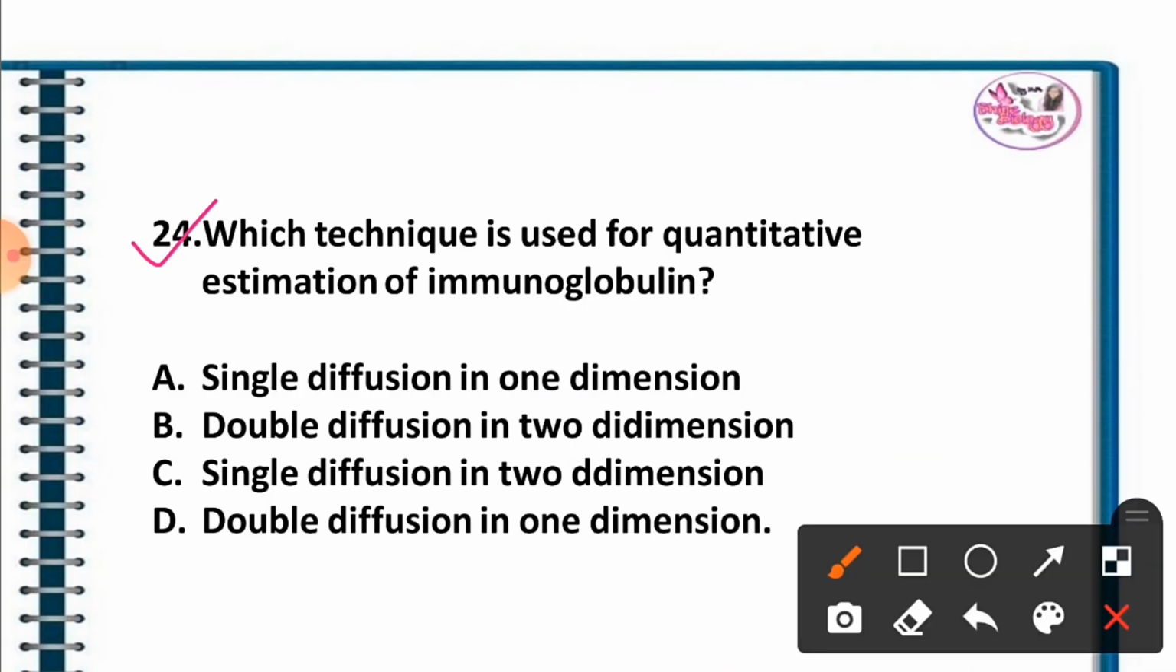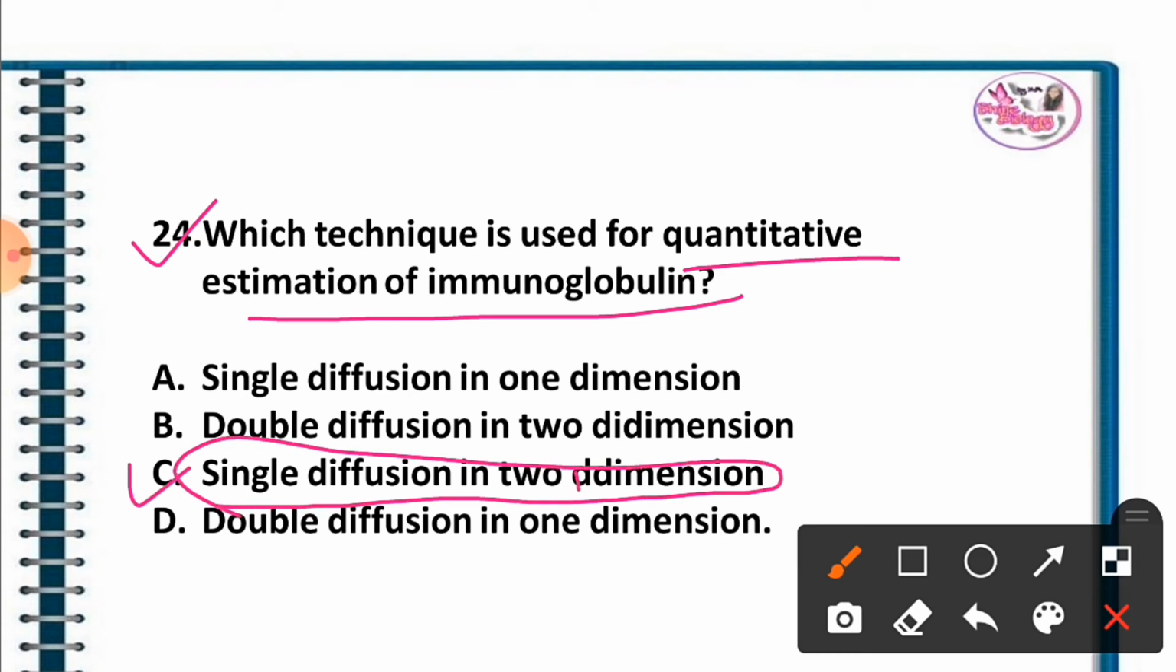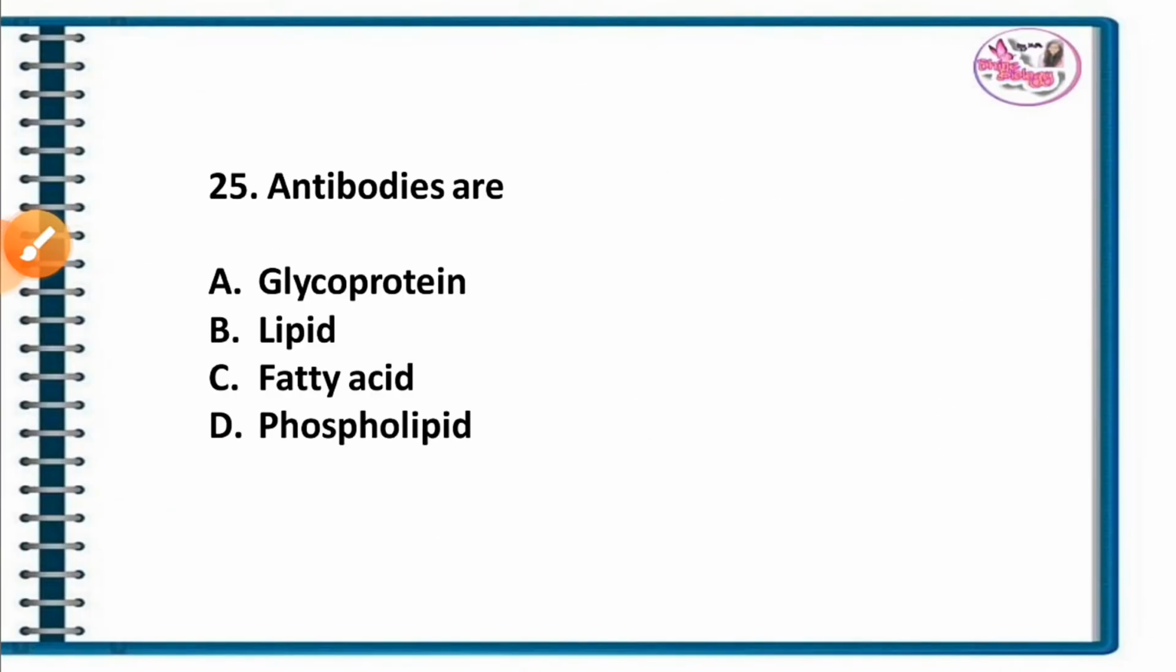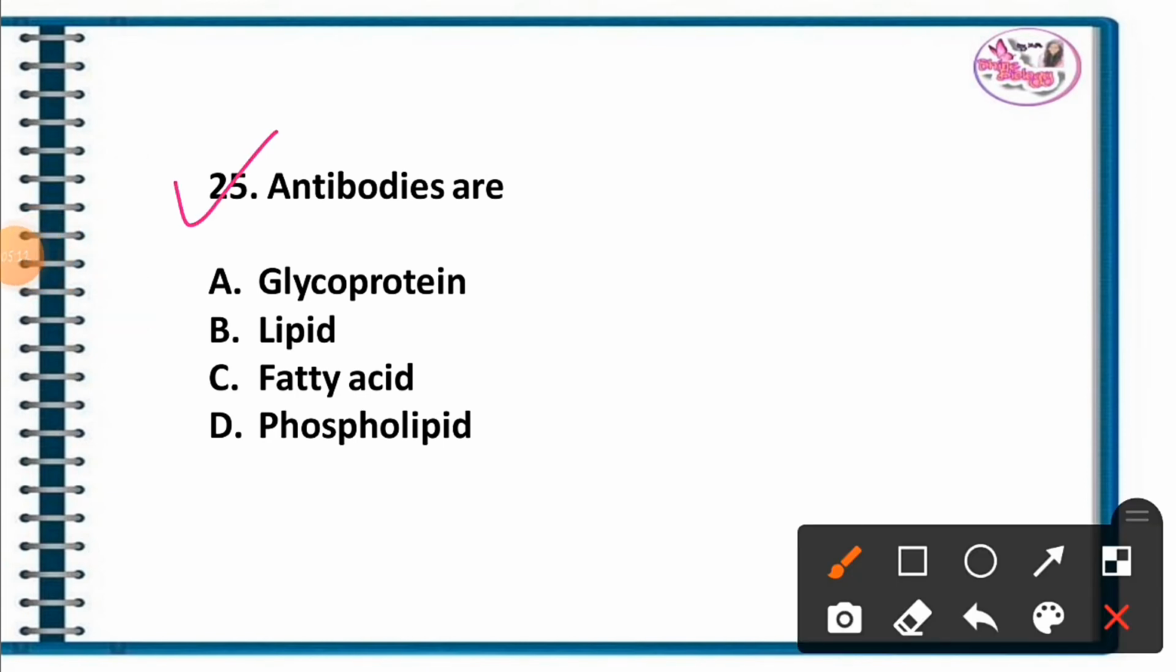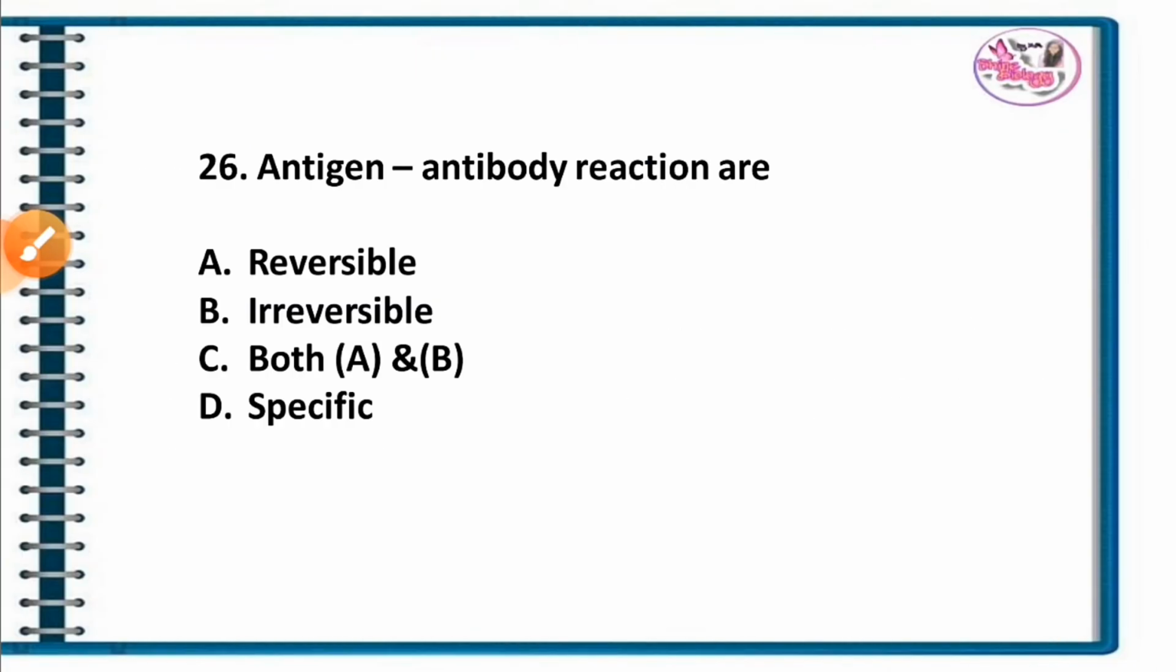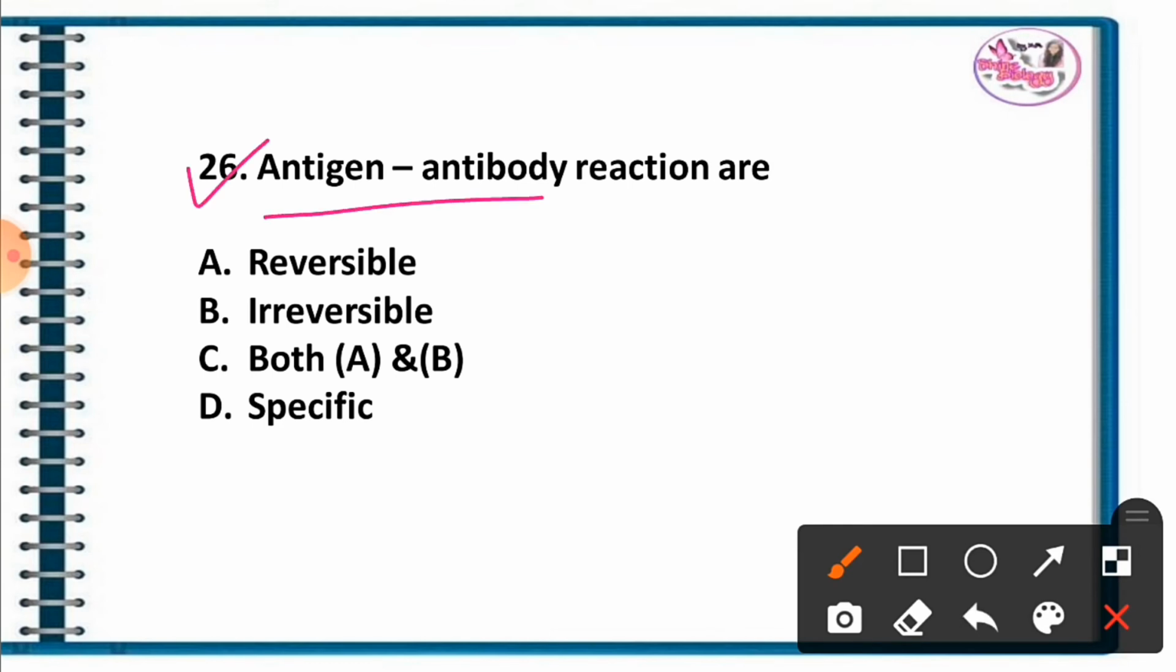Question 24. Which technique is used for quantitative estimation of immunoglobulin? The correct answer is option C. Single diffusion in 2 dimensions is used for the quantitative estimation of immunoglobulin. Question 25. Antibodies are. The correct answer is glycoprotein. Antibodies are glycoproteins. Question 26. Antibody-antigen reactions are. The correct answer is option C, both A and B. Reversible and irreversible.